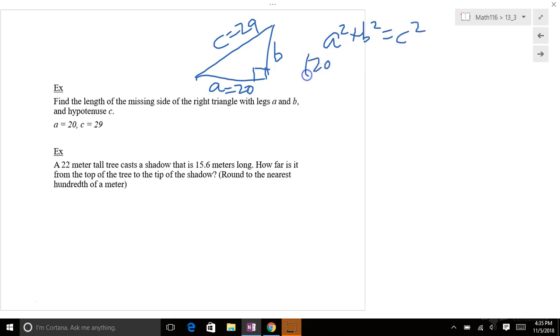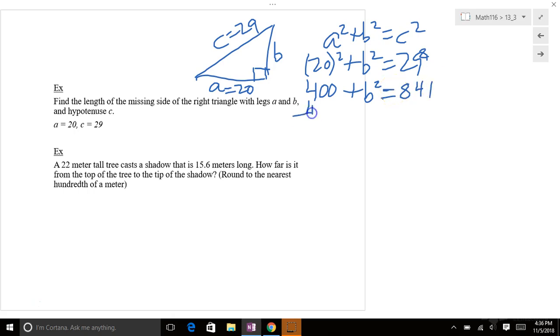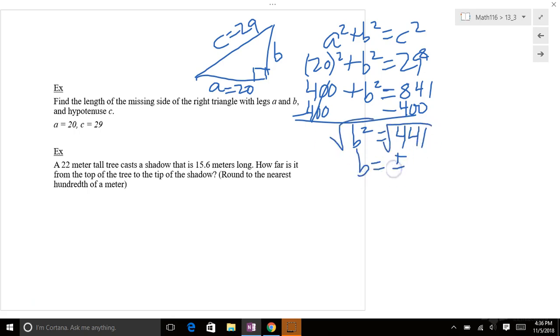We put in 20 for a, so 20 squared plus b squared equals 29 squared. 20 squared is 400, 20 times 20. 29 times 29 is 841. Now we're just solving for that b squared. So subtract 400 from both sides, and you get b squared equals 441. Now we square root both sides, so we get plus or minus 21. Of course, it's a length, so it's only the positive 21.